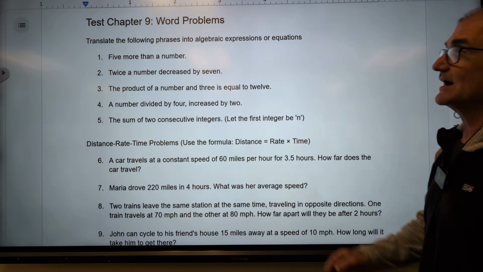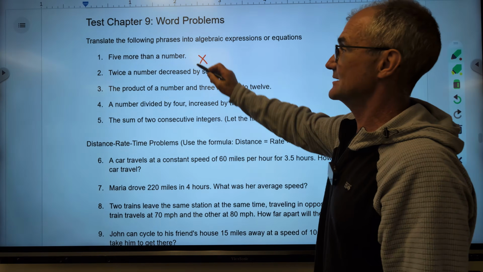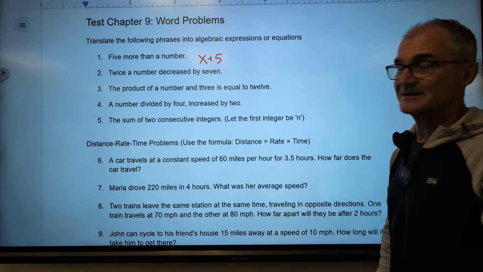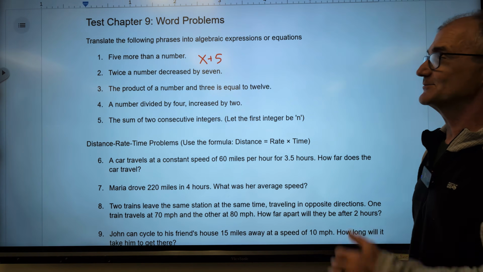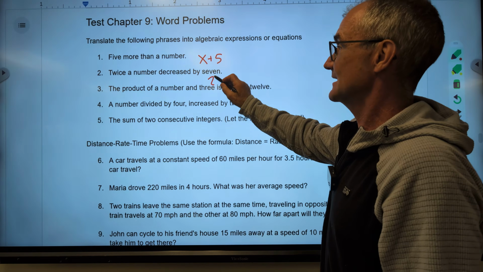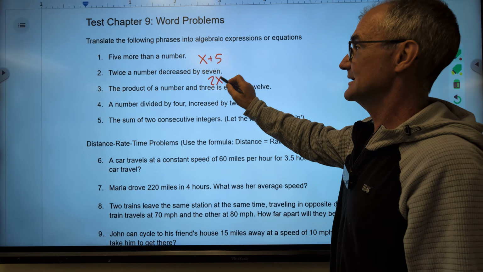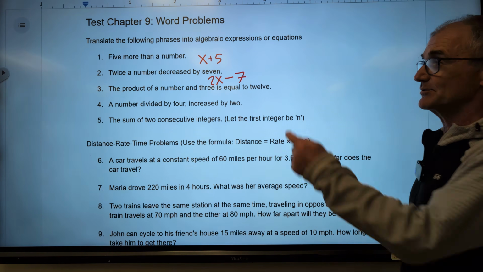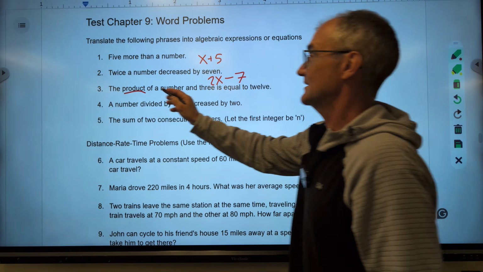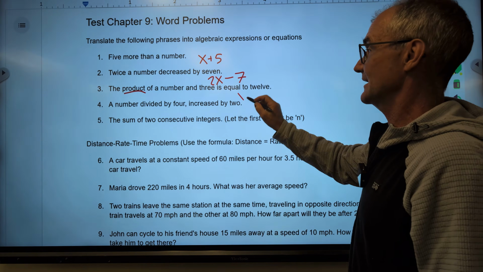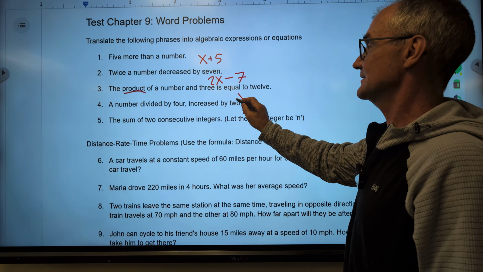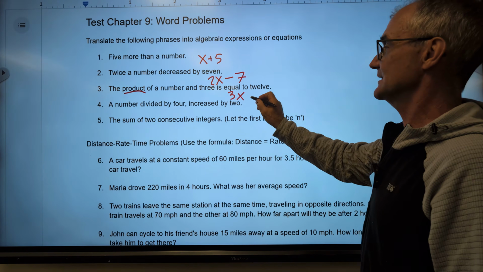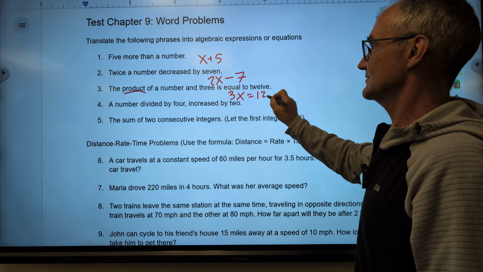So number 1, 5 more than a number. I don't know what that number is. I'll just call it X. And 5 more than that. Again, pause the video. Do these problems. Unpause. Twice a number is decreased by 7. The product of a number and 3, product means multiply, product of a number and 3 is equal to 12.